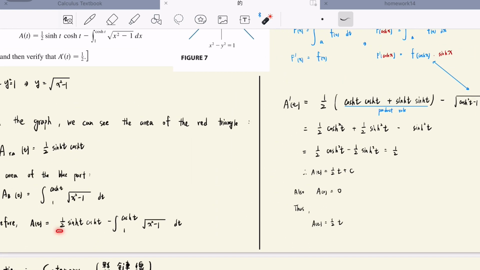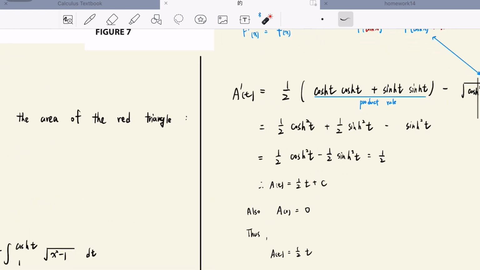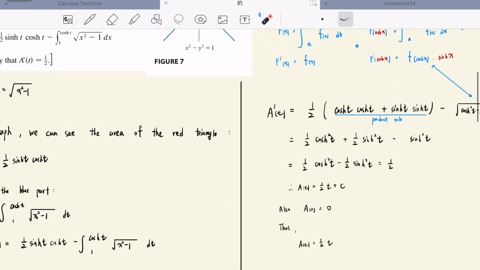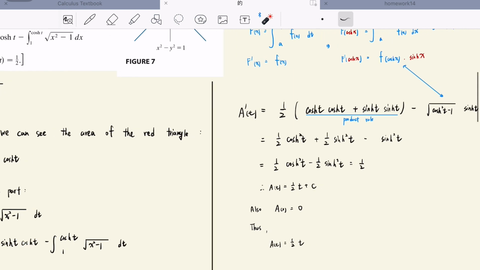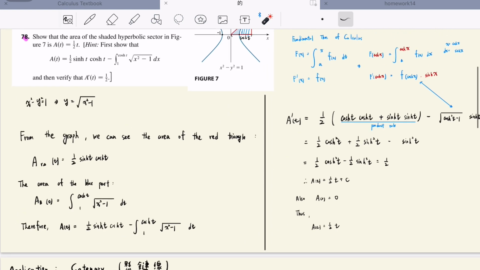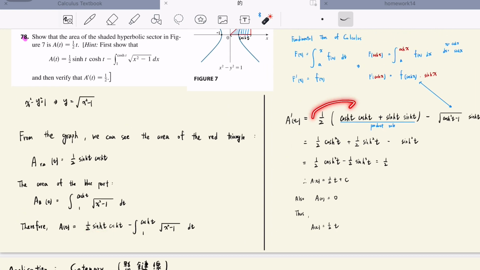So first, we can deal with this section. We have hyperbolic sine t and hyperbolic cosine t. For the derivative, we have to use the product rule. So first, we take the derivative of this section. Hyperbolic sine's derivative is hyperbolic cosine, and we multiply it by hyperbolic cosine itself. Then we have to add hyperbolic sine times the derivative of hyperbolic cosine, which is hyperbolic sine. So by the product rule, we get that the derivative for this section is this part.